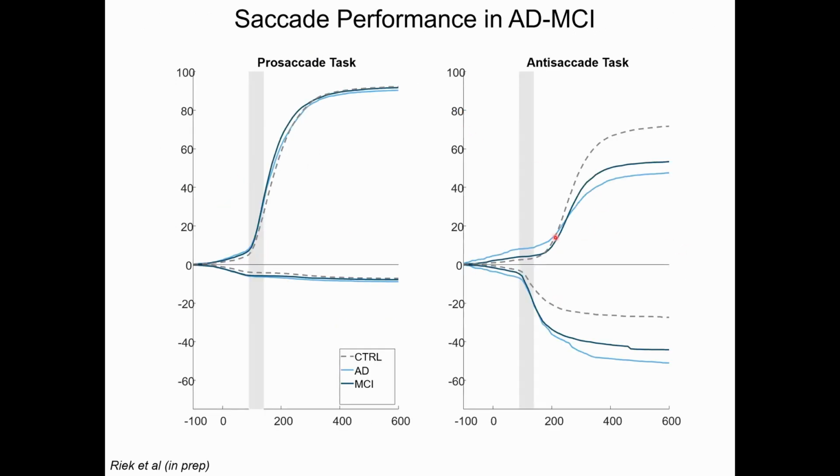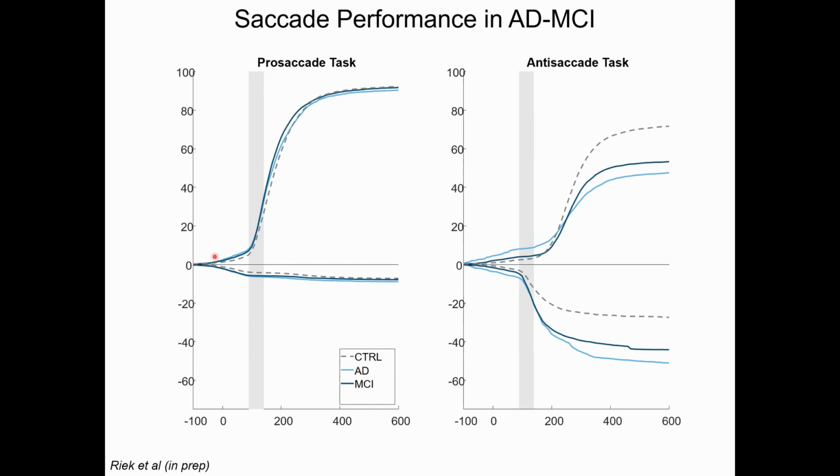This now shows the two blue lines where we separate the cohort we recruited with Alzheimer's disease. A third of those patients had full-blown Alzheimer's disease, but two-thirds of them had the prodromal condition of mild cognitive impairment. So many of these MCI patients are going to go on and convert to Alzheimer's disease.